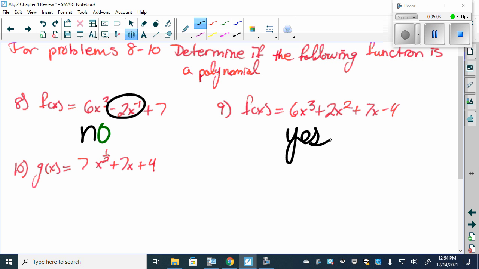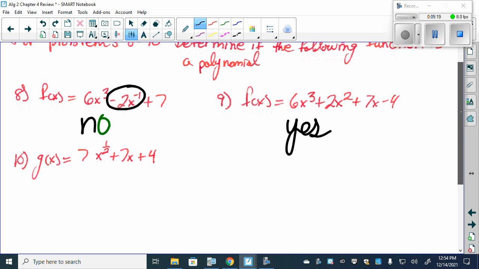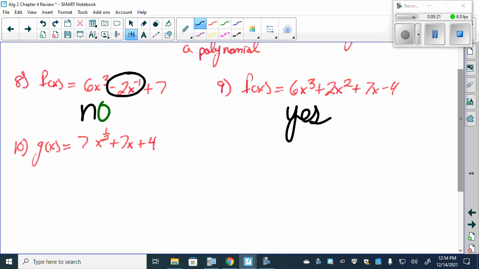Because when we look at this here, there are no variables in an exponent. We also have no negative exponents attached to a variable. We have no fractional exponents attached to a variable. No variables in the bottom of a fraction. No two variables are being multiplied together. And no variables inside of a radical. So it satisfies all of those. It is a polynomial function. How about number 10? No. Because of the half, x to the 1/2. We have a fractional exponent attached to a variable.